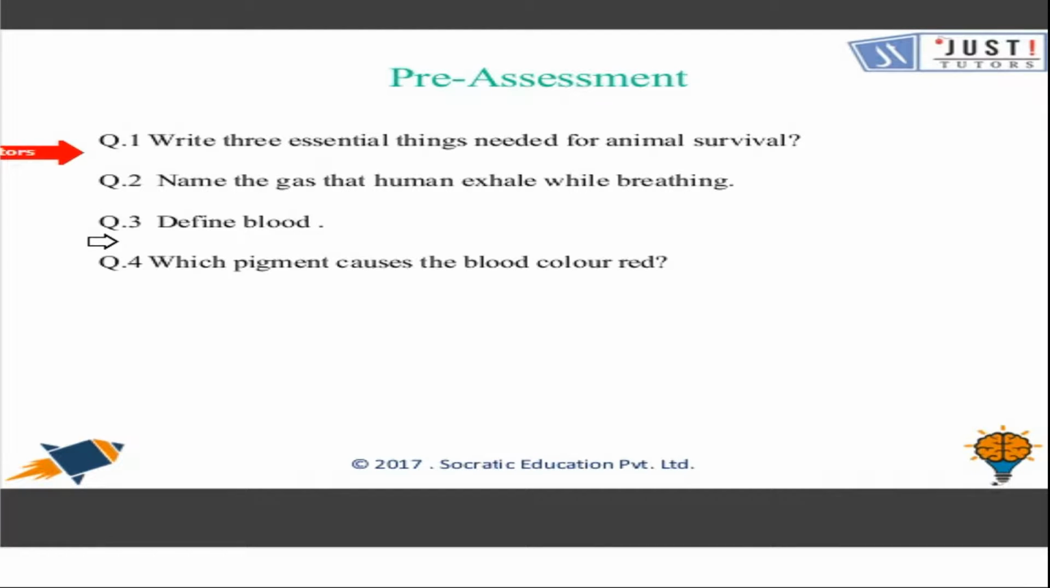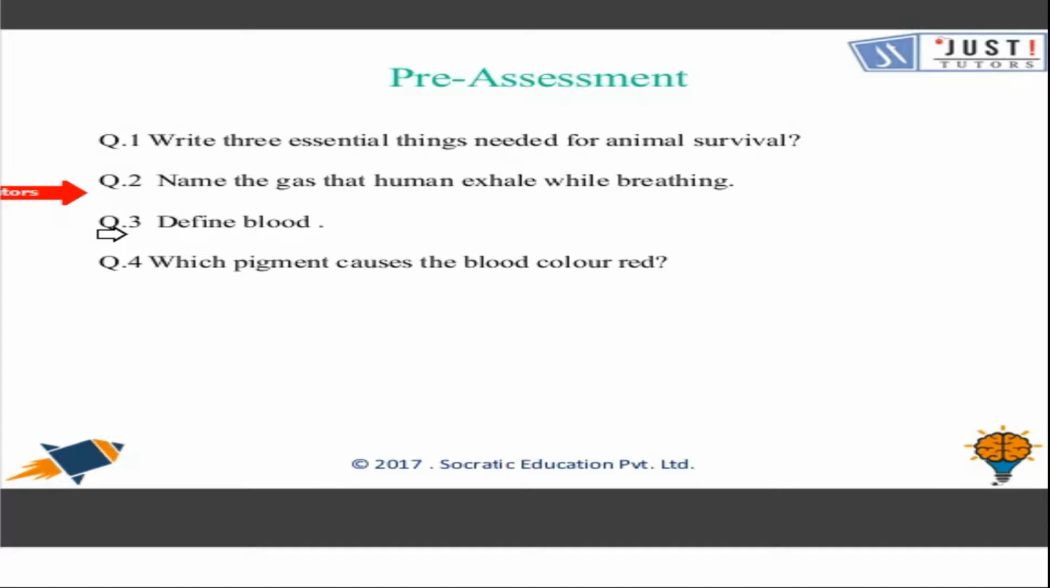Question 1 is: write 3 essential things needed for animal survival. So, what do you think? What are the most important things needed for survival? Let's say water. We can't live without water, right? So, the first essential thing is water. Similarly, there can be food, and there can be air that we need to breathe, right?